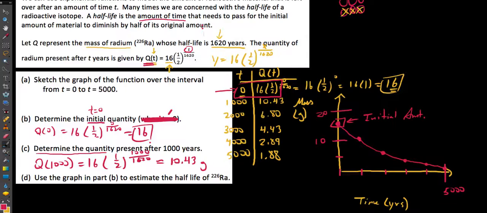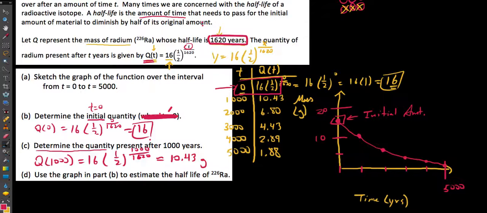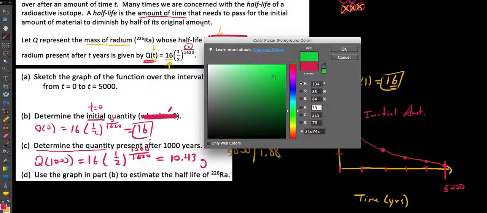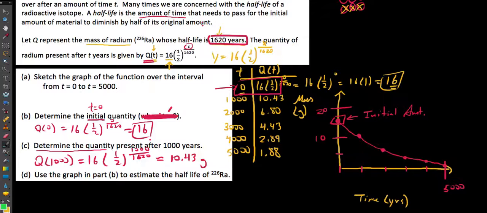Now, for part D, it says use the graph in part B to estimate the half-life of radium-226. Now, the thing here is we were told the half-life of radium-226 to begin with, but how could I use a graph to assess this situation here? So I'm going to change my colors. I'm going to say, well, initially we had 16 grams of material right here. So half of 16 would be 8. I know that that's roughly right about here.